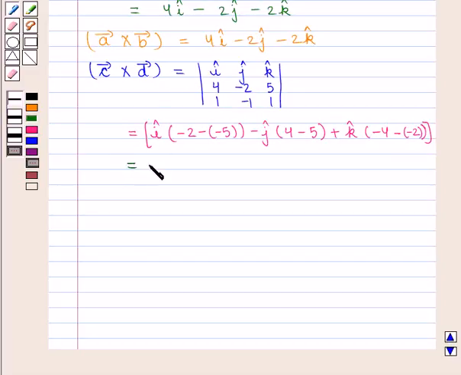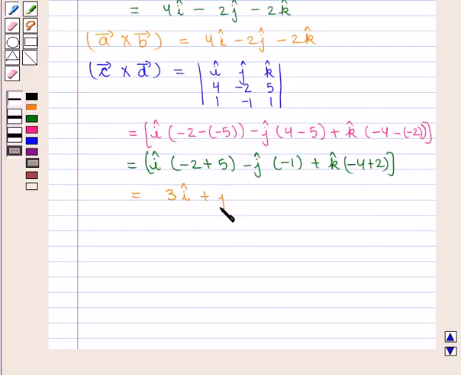Which is equal to i cap into minus 2 plus 5 minus j cap into minus 1 plus k cap into minus 4 plus 2, which is equal to 3i cap plus j cap minus 2k cap. Therefore, cross product of vector C and vector D is equal to 3i cap plus j cap minus 2k cap.